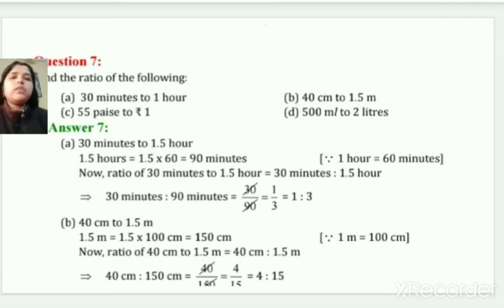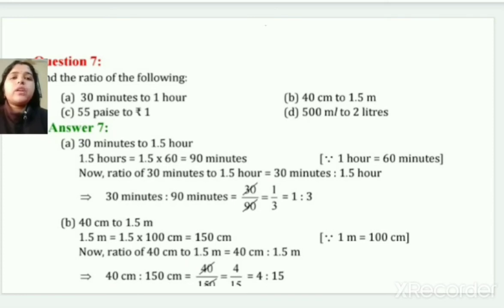Moving to question number 7. Find the ratio of the following. So first number we have 30 minutes to 1 hour. Okay. Yes, 30 minutes to 1 hour. I think it is 1.5 hour given to you. Some misprint is there. You can check yourself in the book. So it will be 30 minutes to 1.5 hour.